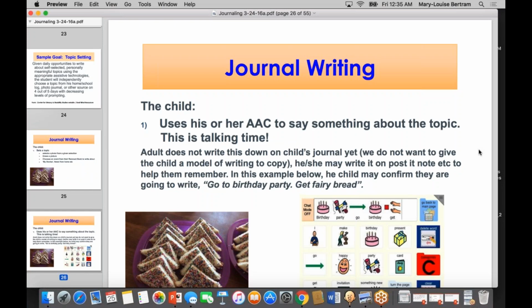So it was the child's time now to talk about what they want to write about. This is not the time when the adult is writing anything in the child's journal yet. This is when you're talking about, oh, wow, look, I can see you've chosen a picture of fairy bread. Oh, my goodness, I wonder what you want to say about this. And the child's using his AAC, and he's gone to his special events page, and he said, "birthday party, go, birthday get." So you're talking about this, oh, you had a birthday party and fairy bread.